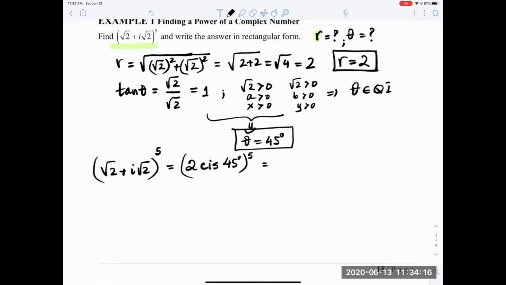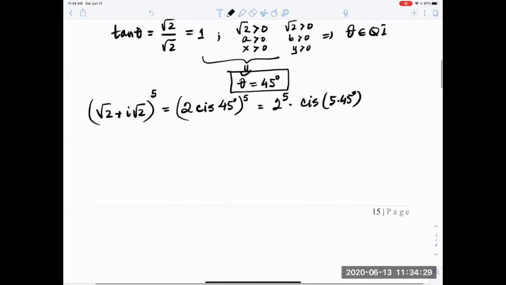It is 2 to the 5th power, times CIS of 5 times 45. That is my new argument. Okay, now if you do the math here, 2 to the 5th is 32. And then I'm going to put here parentheses cosine of 5 times 45, which is 225, plus I sine of 225.